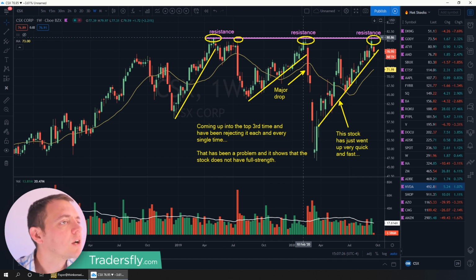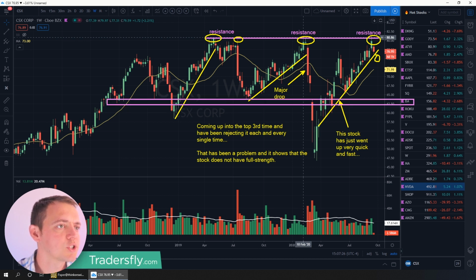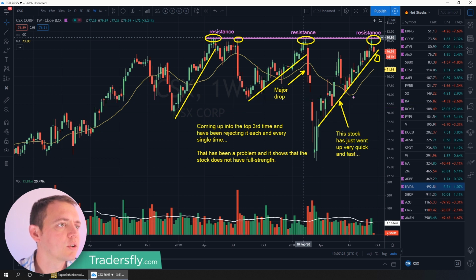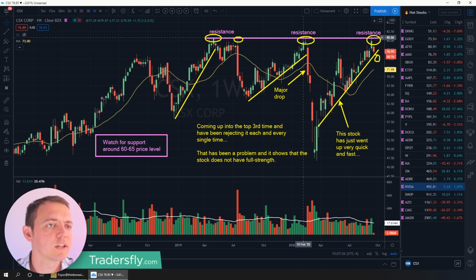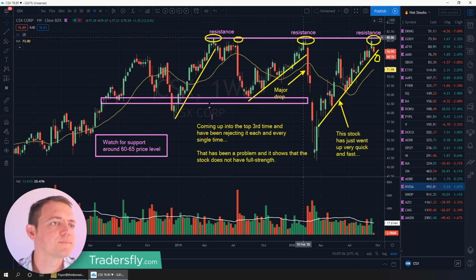But here, what we are doing is watching for a possible breakdown, and then maybe I would look for support levels around this range, which hits these spots. So probably watch for support around that, about 60 to 65 price level. That's what I would watch: these levels, a possible support level around there.